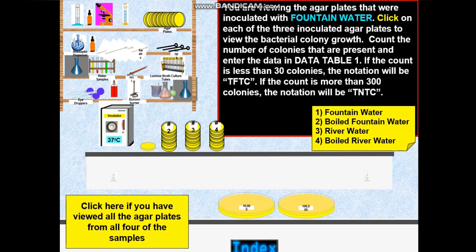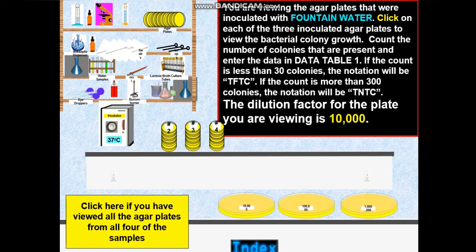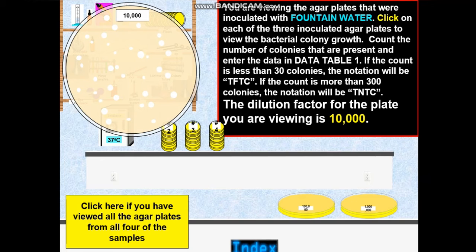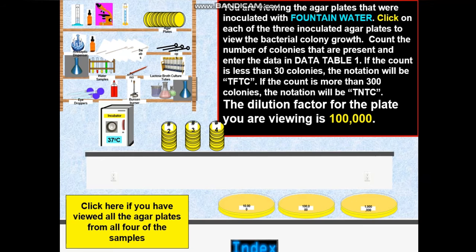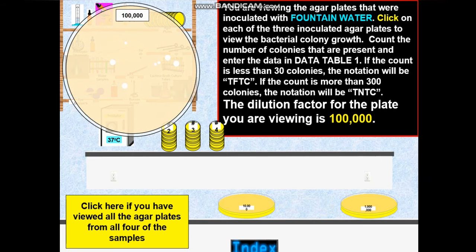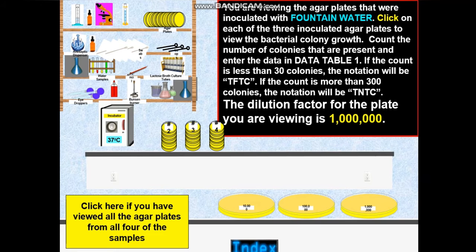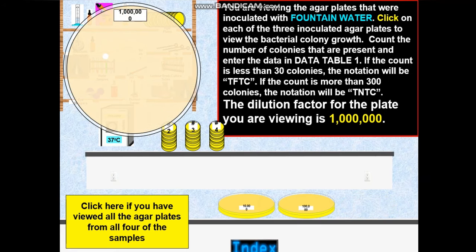We are viewing the agar plates that were inoculated with fountain water. The dilution factor for this plate is 10,000. For this plate is 100,000, and for this plate is 1 million.